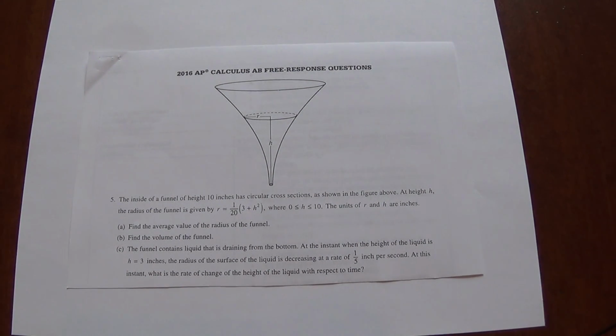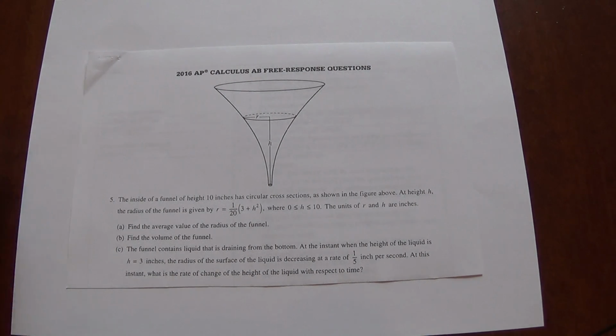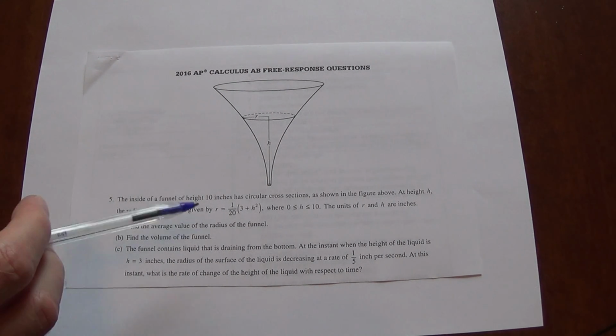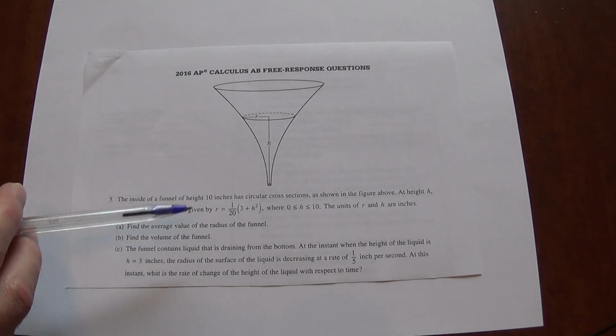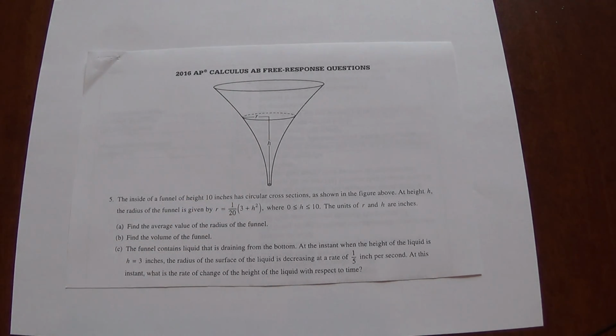Hi, this is 2016 AP Calculus AB exam question number 5. It's a non-calculator question. What we have here is a funnel that you see in the picture. We do have the equation for the outer radius of the funnel that's given to us by this expression, and the height is given to us as 10 inches. And the units of R and H are also inches.